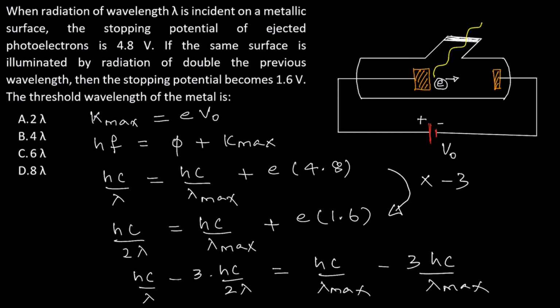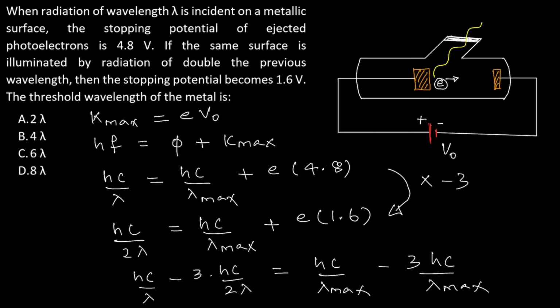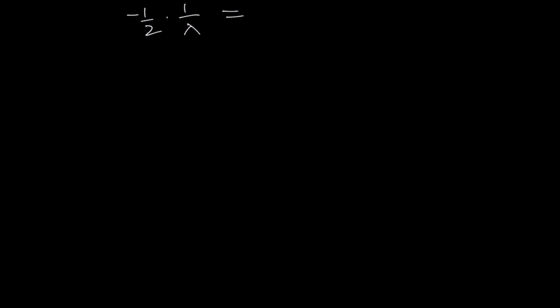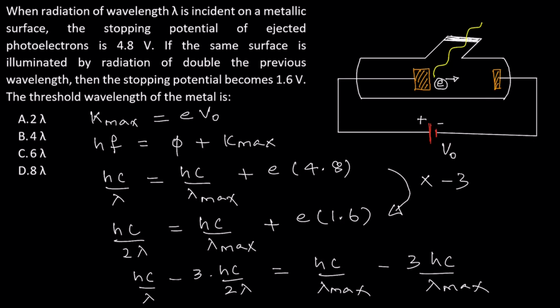Throughout, hc is common. It is present everywhere, so you can ignore that. The left hand side I can write as 1 minus 3 by 2, which is minus half, and we have 1 by lambda. The right hand side I have 1 minus 3, so that is minus 2 by lambda max. So from here lambda max will be 2 into 2, so that is 4 lambda. So the threshold wavelength of this metal is 4 lambda.